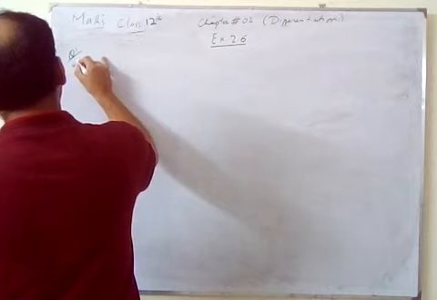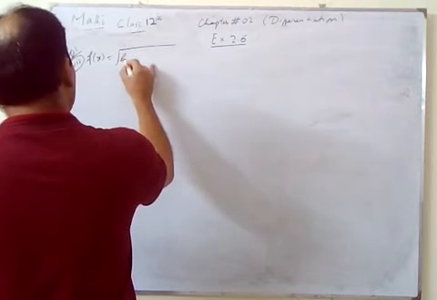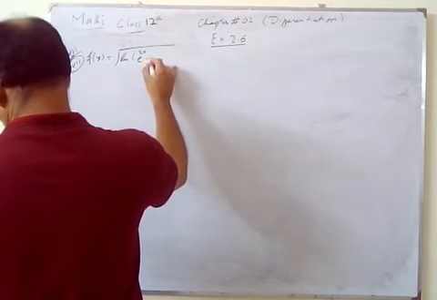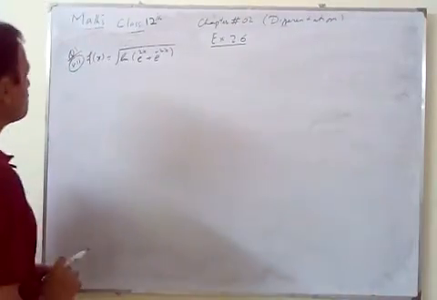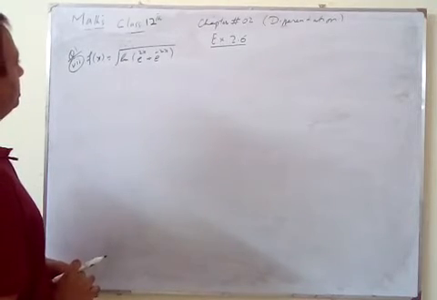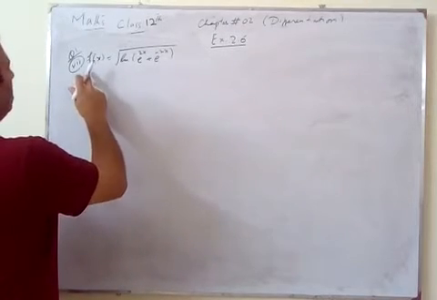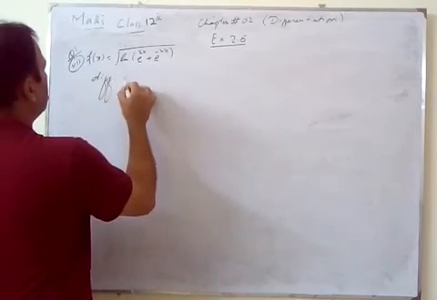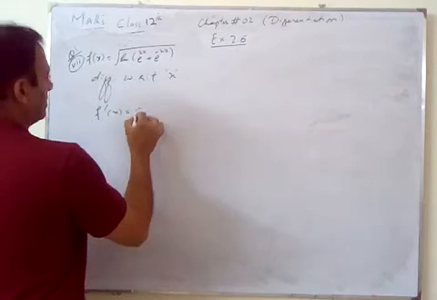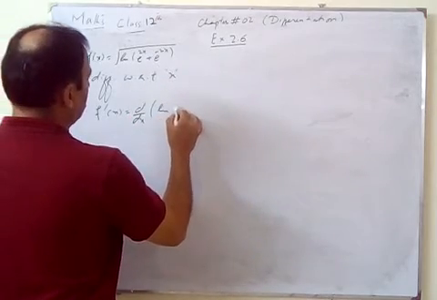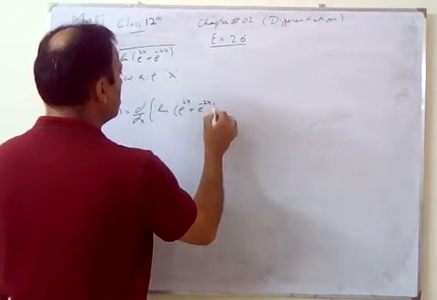Question number 1, part 7. f(x) is equal to the square root of log of (e^2x + e^-2x). So here, differentiate with respect to x: (log(e^2x + e^-2x)) whole power 1 by 2.